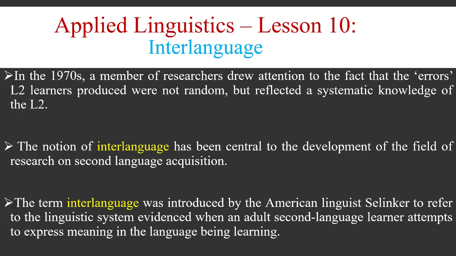So in the 1970s, some researchers drew attention to the fact that the errors that L2 learners produce are not random, but reflect the systematic knowledge of the L2. So you make mistakes as an L2 learner when you learn another language, but these mistakes reflect the system of the language you are learning. These errors are not random.